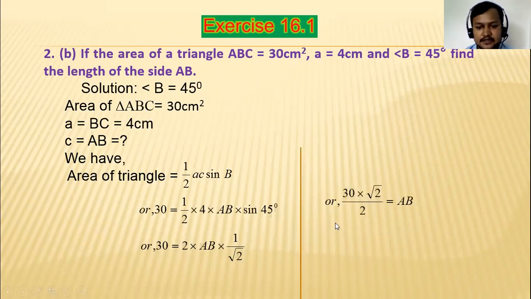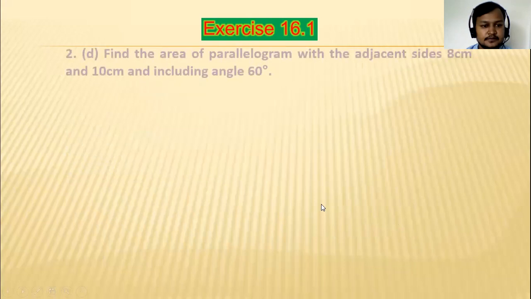Becomes 30 into √2 divided by 2. Cancel out this 30/2, 15 to the 30. So AB is equal to 15√2 centimeter. So this solution is completed. So if it is clear, let's move to next question now.